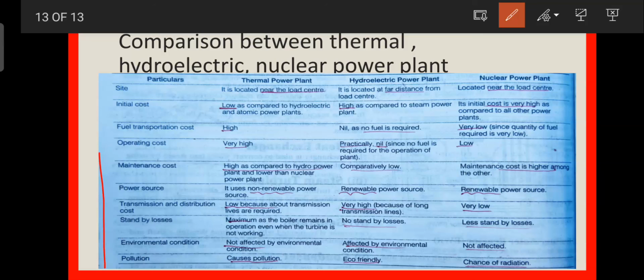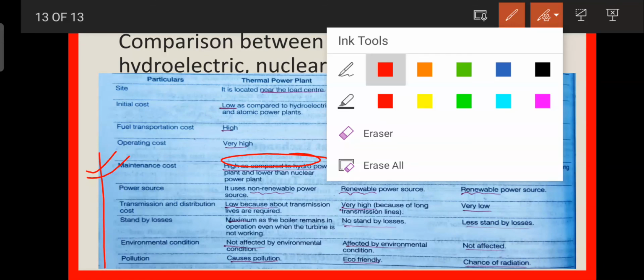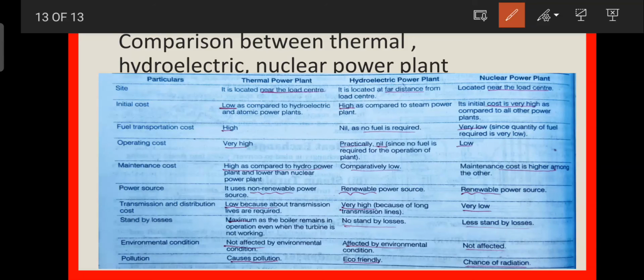So our maintenance cost of thermal is high as compared to hydroelectric power plant, and the maintenance cost of hydroelectric power plant is low. The maintenance cost of nuclear power plant is very high as compared to our thermal and hydroelectric power plant. In the power sources, thermal uses non-renewable, means it cannot be used again and again. Hydroelectric is renewable, so it is used again and again. And nuclear power plant is also renewable, so it is also used again and again.